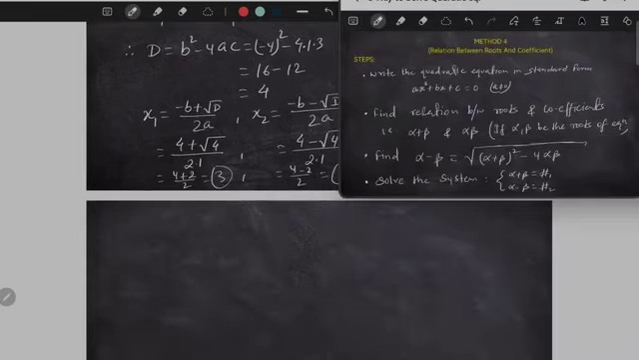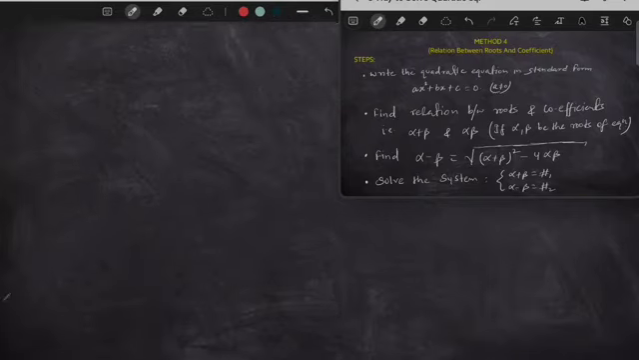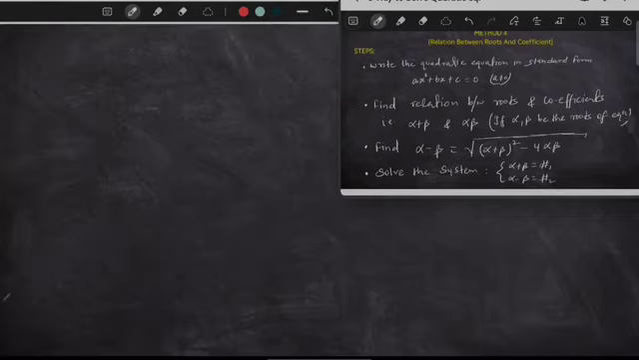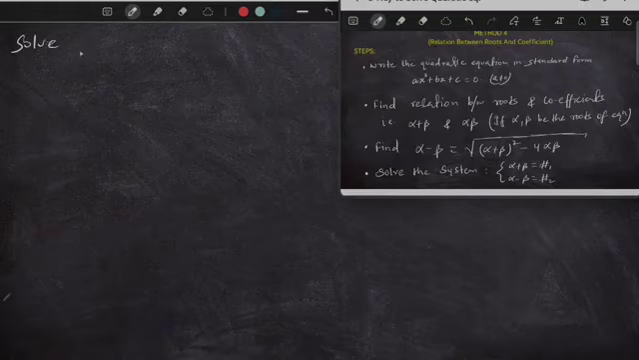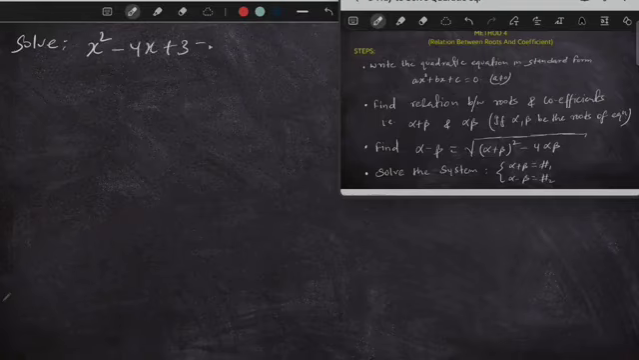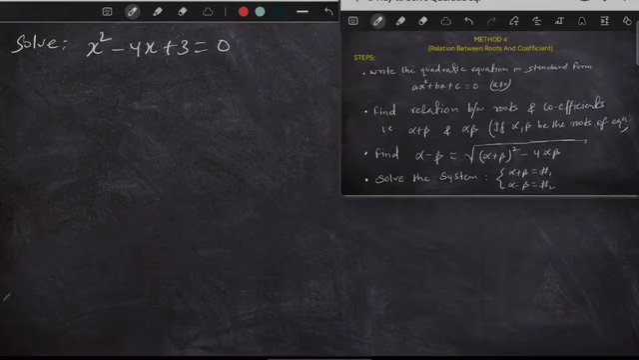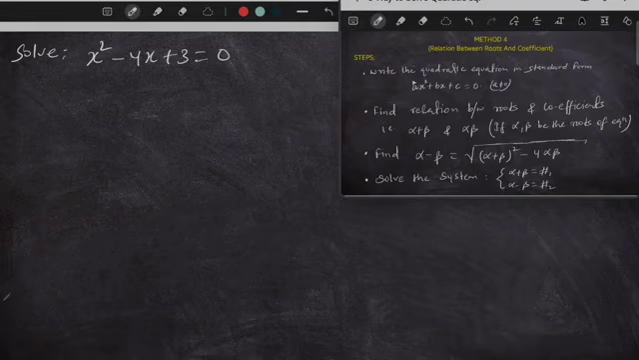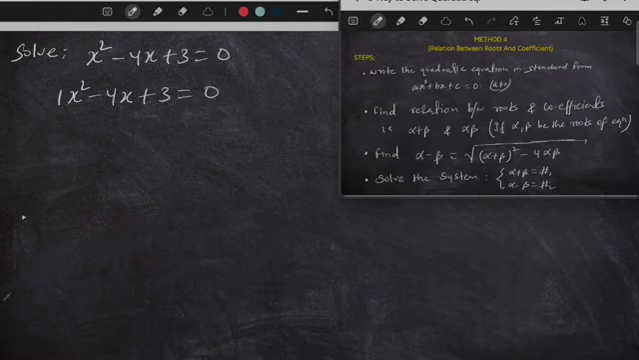is relation between the roots and the coefficient. Solve x square minus 4x plus 3 equal to 0. This is method 4, relation between the roots and the coefficient. First of all, write the quadratic equation in standard form. So rewrite the equation: 1x square minus 4x plus 3 equal to 0. Now find the relation between the roots and the coefficient.